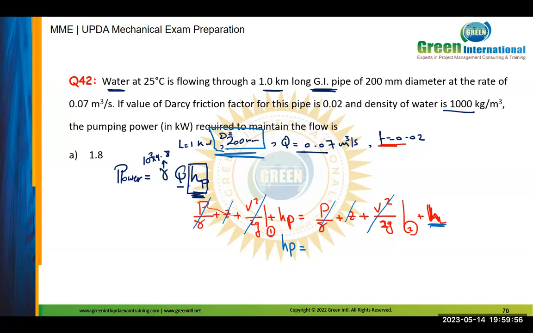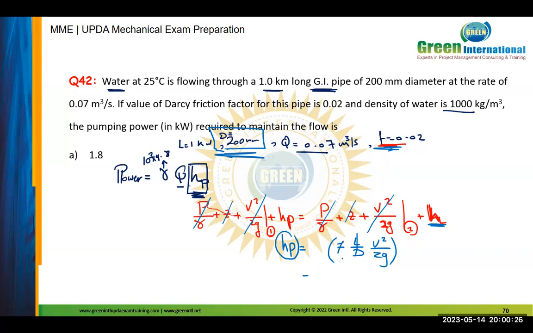What is the head losses calculation? f L over D, V square over 2g. This is the losses. It should be plus K V square over 2g, but is there any data here for fittings or components? No. So no need for minor losses, only major. So the pump is required to cover the losses only.